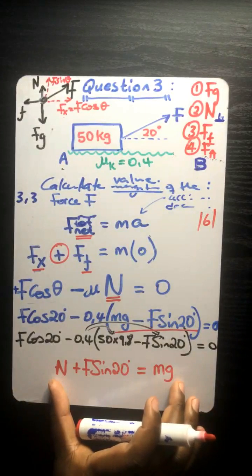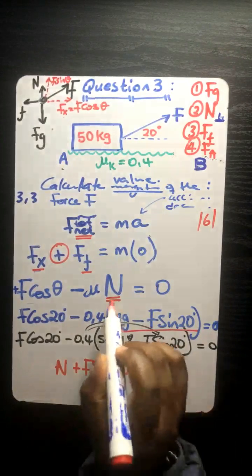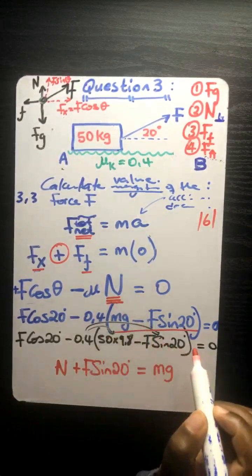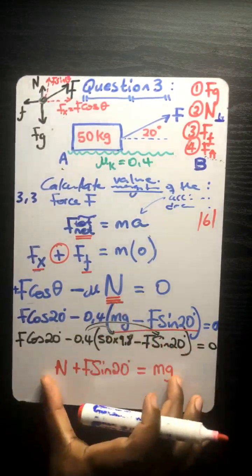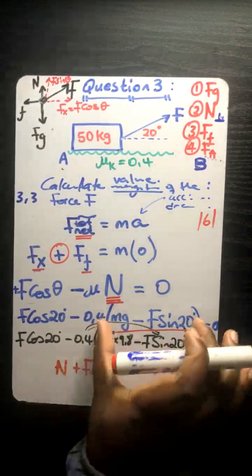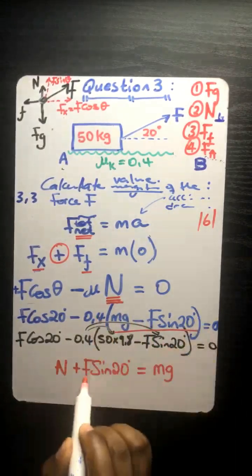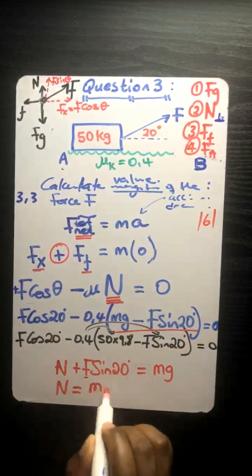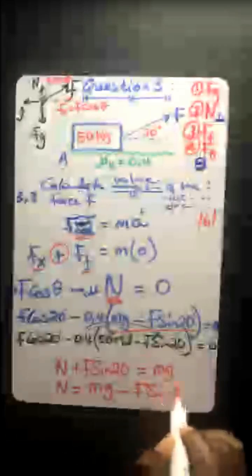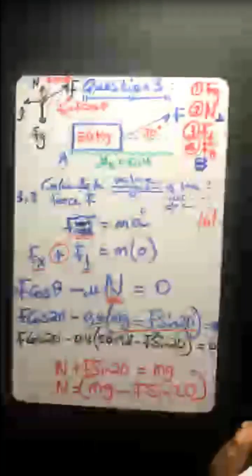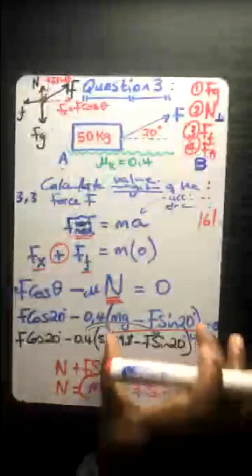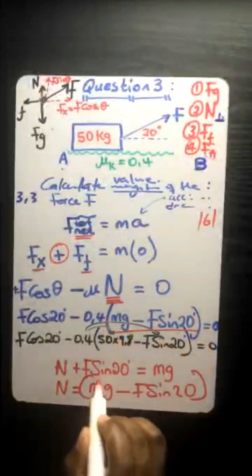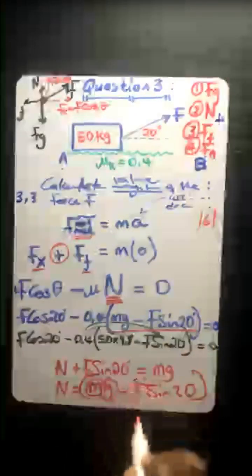So what we did was to make N, the normal force, the subject of the formula from all of this, just so that we can substitute it there, so that we have it in the form of F. So N equals mg, and you take the other term to the other side, so it's minus F sine 20. That means we made N the subject of the formula. Then we substitute it there, because this one we know, this one we know, and we are looking for this.